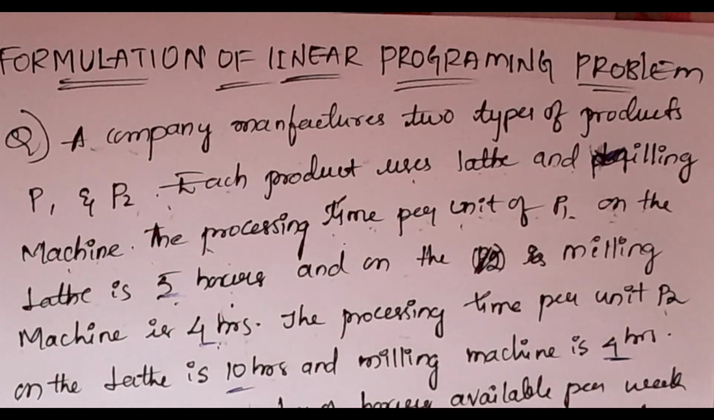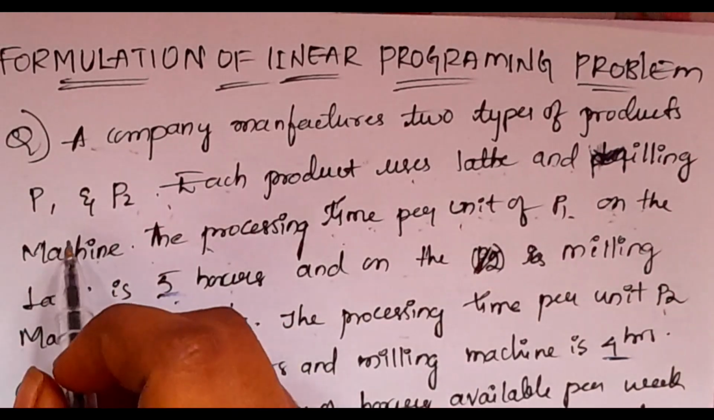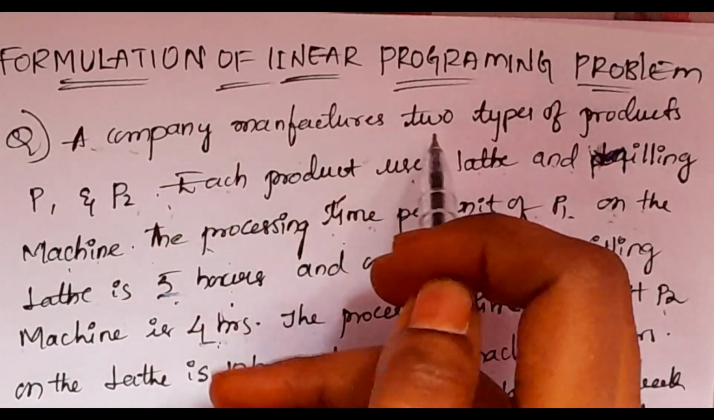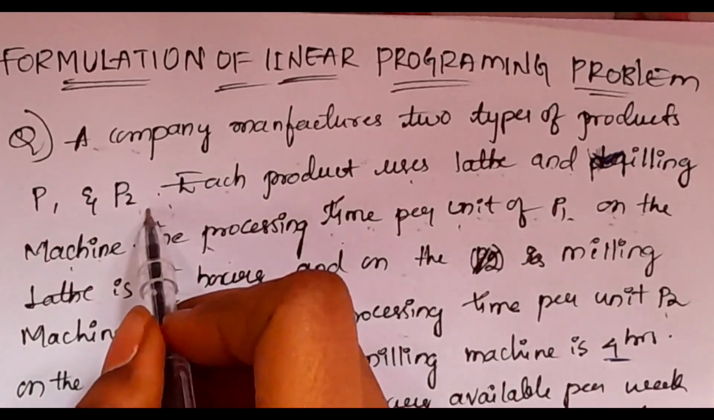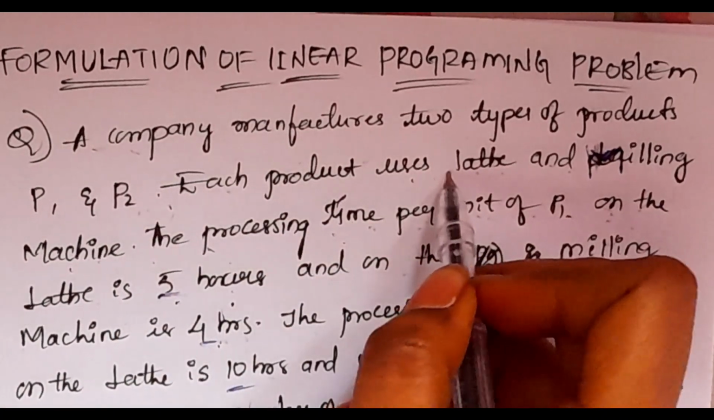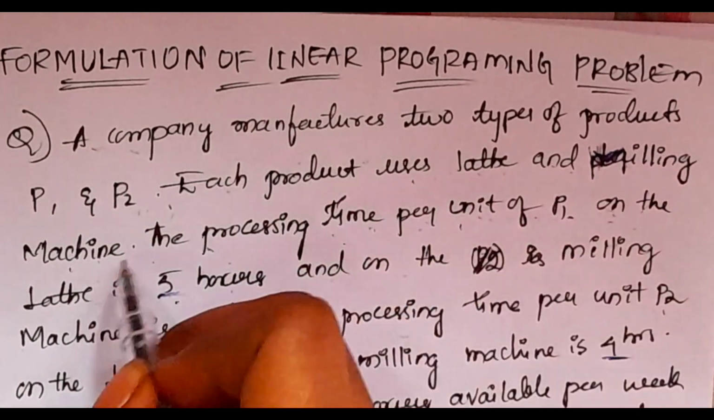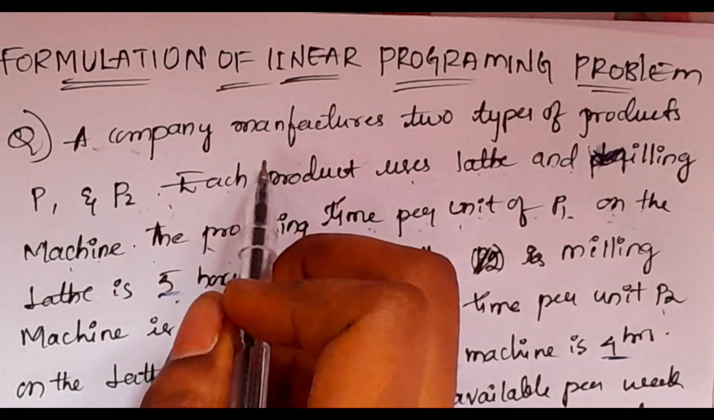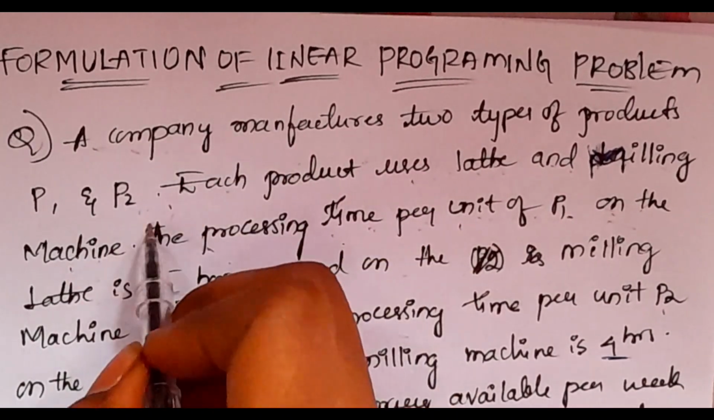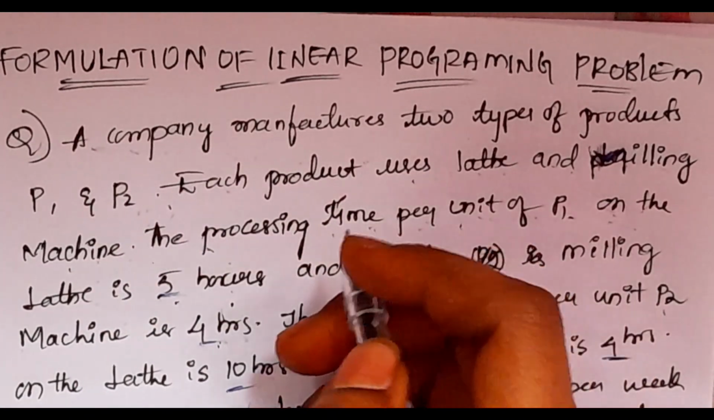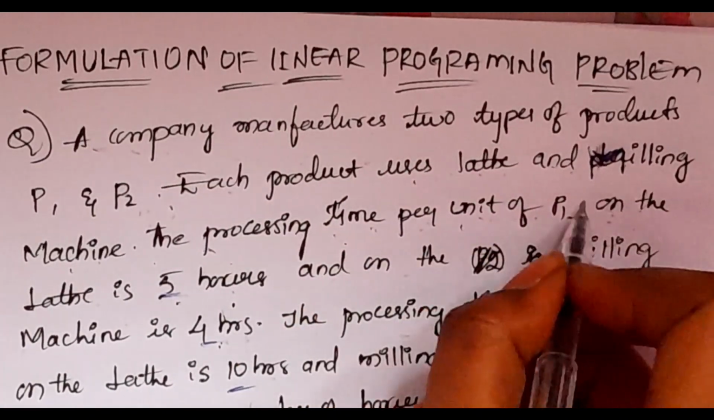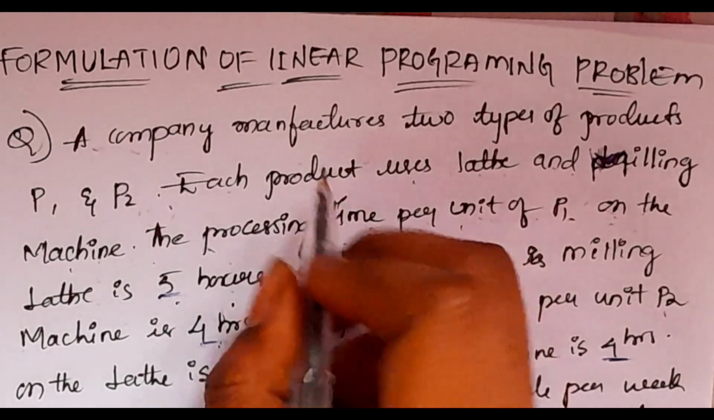Also, please do support. So now, in the series of operation research, we are going to discuss the formulation of a linear programming problem. We have a question that says a company manufactures two types of products, P1 and P2. Each product uses lathe and milling machines, which means the company produces two types of products, P1 and P2. Each of those products uses lathe and milling machines for producing the products.